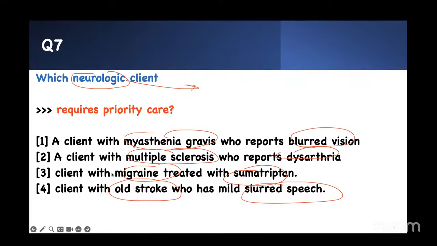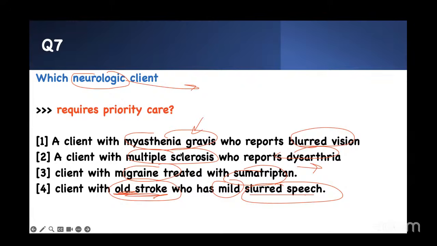Of course, number 3 is fine. What do you treat with migraine? Sumatriptan. Don't pick the stroke patient. I said old stroke. A stroke patient is supposed to have slurred speech, and I put mild there. It's not the new stroke. Myasthenia gravis. They're going to get tired throughout the day. They are stronger in the morning, and in the evening, they're worse. They're going to have blurred vision. But as soon as they have airway issue, it's your priority.